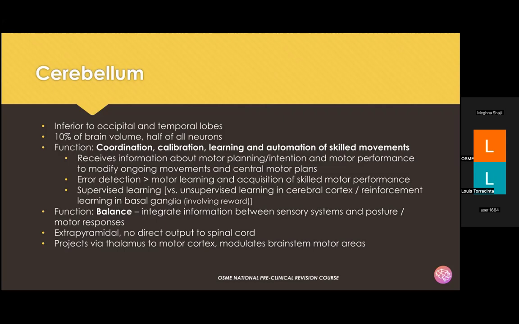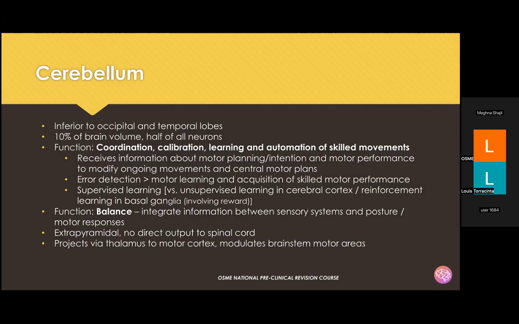So it receives constant information about motor planning and intention and about motor performance. It integrates that proprioceptive information with that planning information, and it will modify ongoing movements to make sure that they're going in a direction. A classic cerebellar problem is someone trying to point their finger, press their nose, and then touch your finger. When they are stretching out to reach for your finger, they will shake, their movement will just be not coordinated, and they'll really struggle to make it go in a positive forward direction with any mapping, basically.